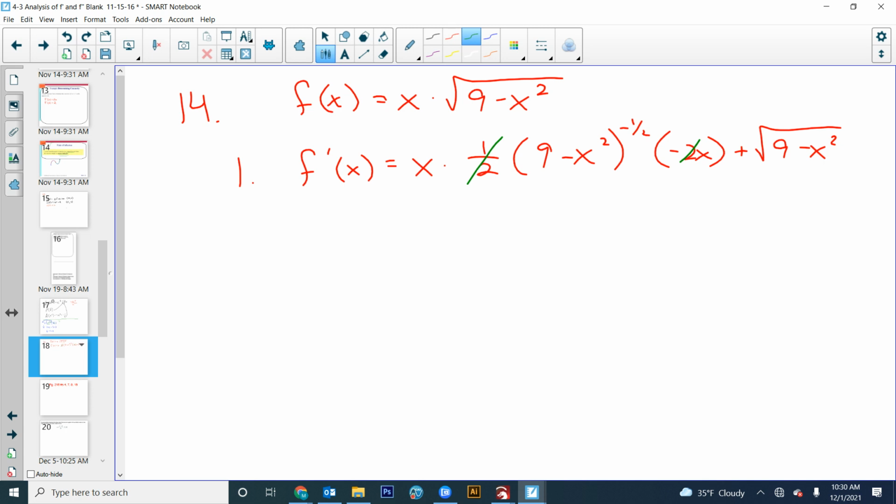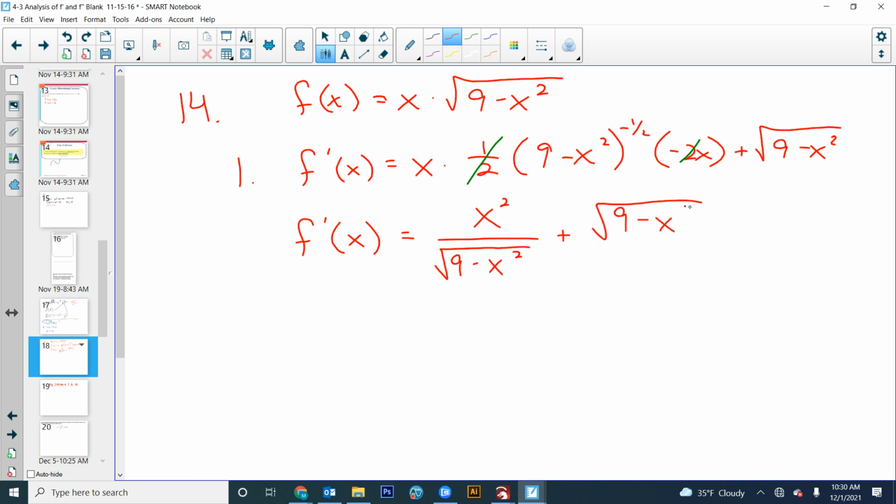All right, I've got f prime of x equaling x times negative x squared over the square root of 9 minus x squared in the first term, plus radical 9 minus x squared in the second term. That negative and the x squared are up top. Everybody with me?